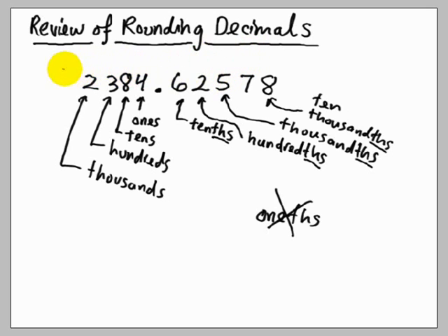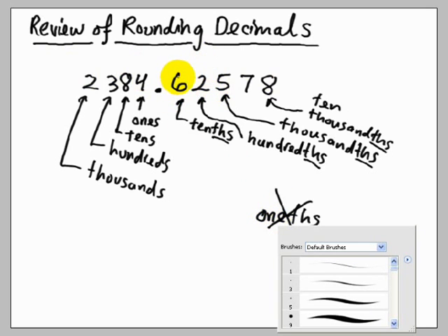So if you know the names of the places on this side, you can easily find the names of the places on this side, as long as you remember that you start with tenths. Okay, you don't start with ones. That doesn't make any sense. You just start with tenths. Excuse me.